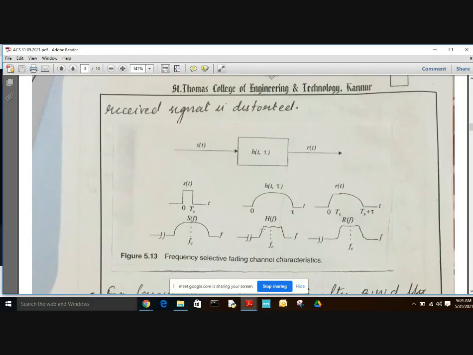And we can see that the fading occurs at both the rising edge and the falling edge. By comparing these two, S(f) has a larger bandwidth compared to H(f), and the fading occurs in the rising and falling edges. Here, in H(f), this region is flat. So this flat region, or the flat frequency component, does not undergo any fading. Only the rising frequency edge and the falling frequency edge undergo fading.